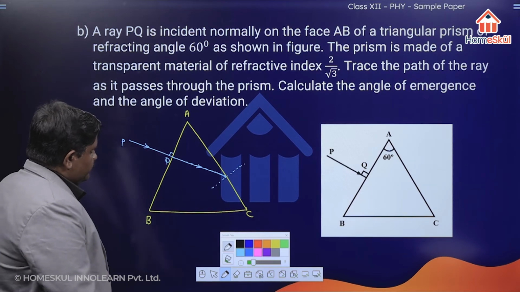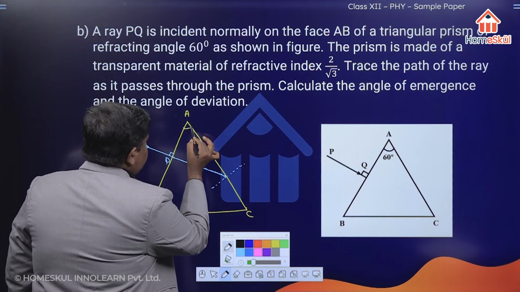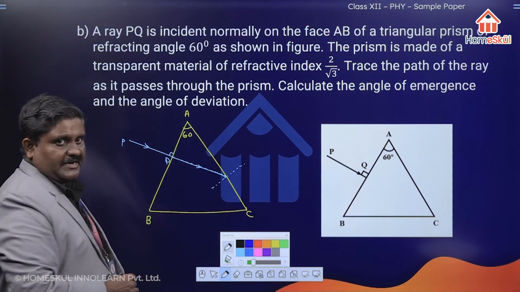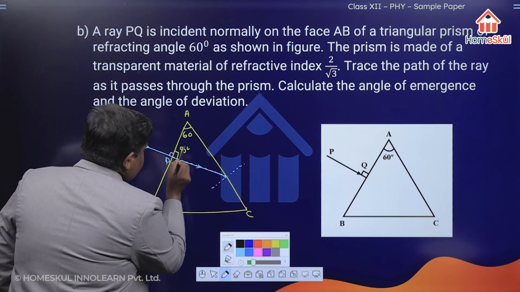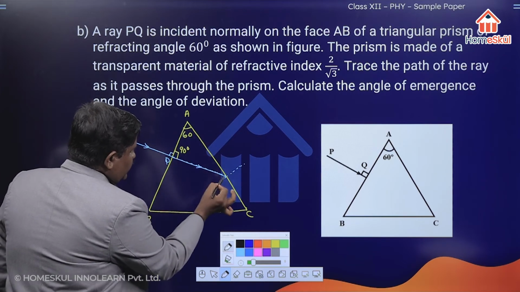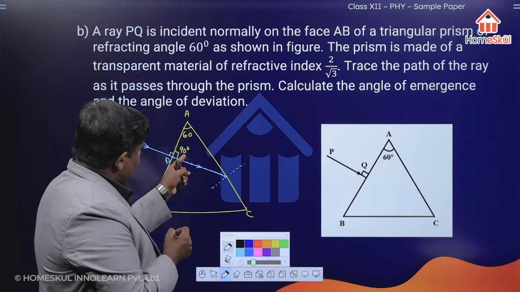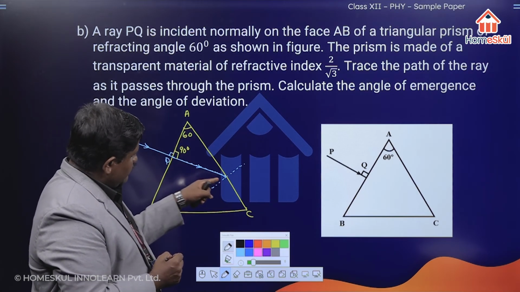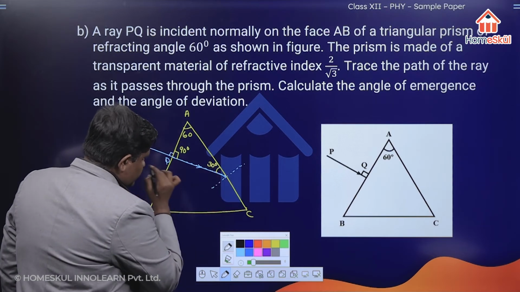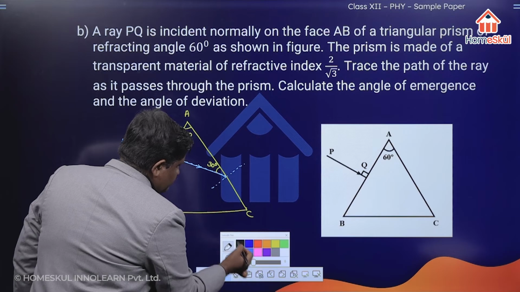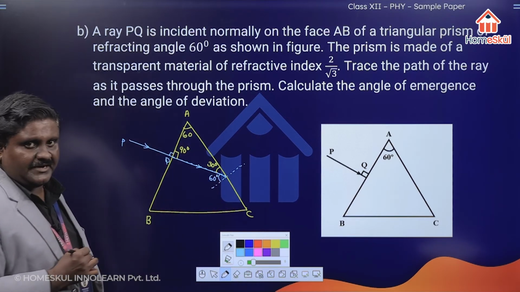Now see here, the angle of the prism, it is an equilateral triangle, so this is 60 degree. Then what about this one? This angle is 90 degree. Then this is a triangle, so in this triangle the sum of these two angles is 150. Then the remaining one is 30 degree. So if it is 30 degree, what about this angle? This angle is 60 degree.